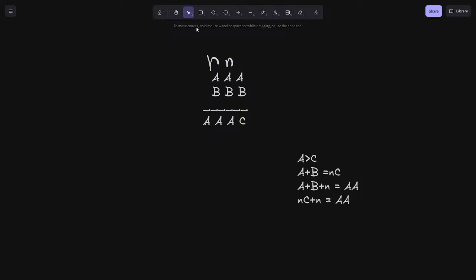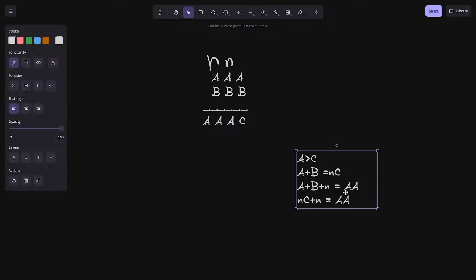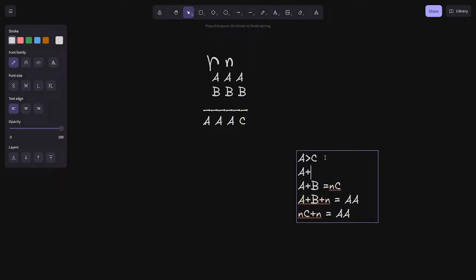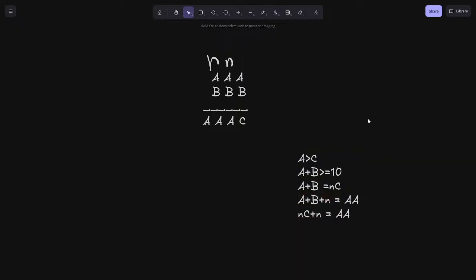I'm struggling on question number 2. Actually, I'm not struggling. I did miss one thing here. Also, A plus B will be greater than or equal to 10, which means NC is greater than or equal to 10.